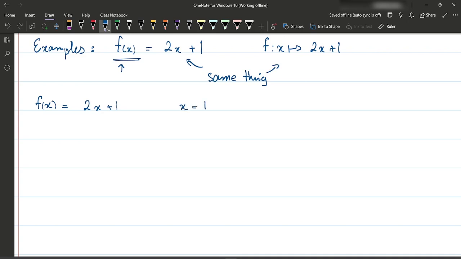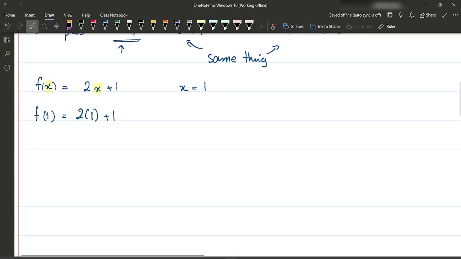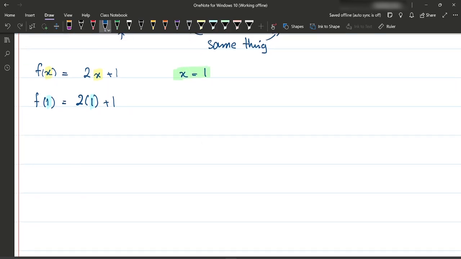So how do we find a value here? To find a value, all you have to do is say f of 1 is equal to 2 times 1 plus 1. Notice that we have an x in the first expression, and in the second step we've changed the x to 1 everywhere we had x. Why did we do that? Because we said that x is equal to 1. So to get rid of the x, we just put 1 everywhere in place of x.